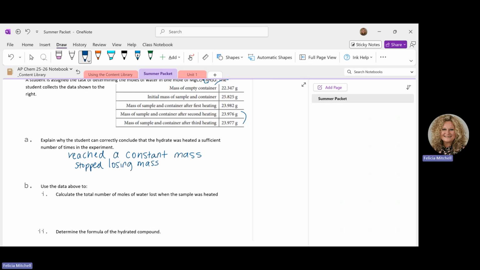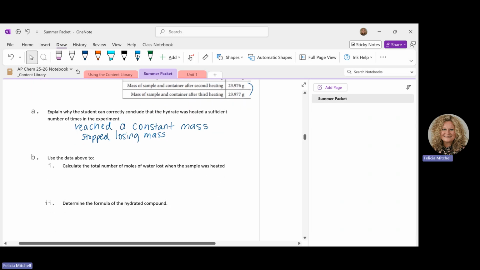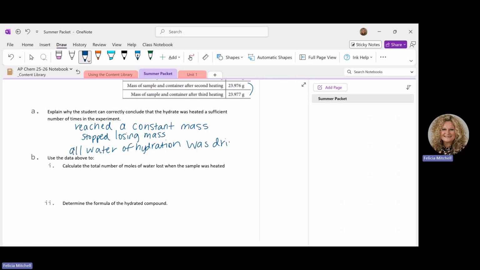Then you would want to say, and we do a lot of therefore statements in AP Chem, something like, therefore, all of the water of hydration, that's what we call those water molecules, was driven off because you no longer had mass going down as you heated the compound. In fact, it went up a little bit. So you want to stop for sure.